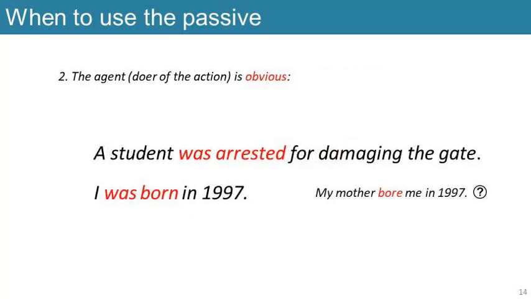Another reason to use the passive is when it's obvious who the agent is. For example, a student was arrested for damaging the school gate. It is only the police who can legally arrest someone, so it's not necessary in this case to name the agent. This is also the reason why we use the passive in "I was born in 1997" and not the active "my mother bore me in 1997."